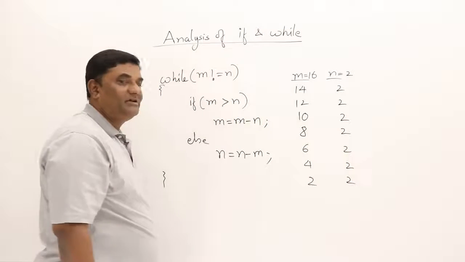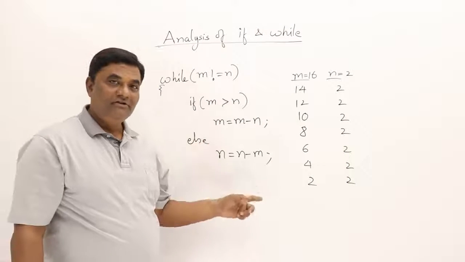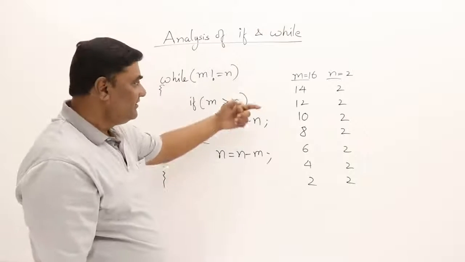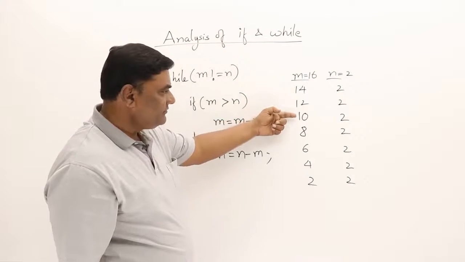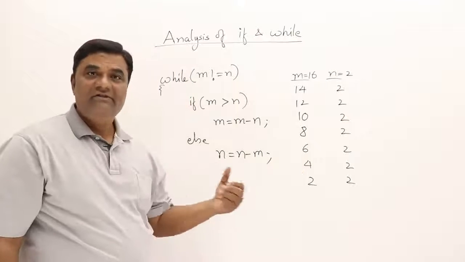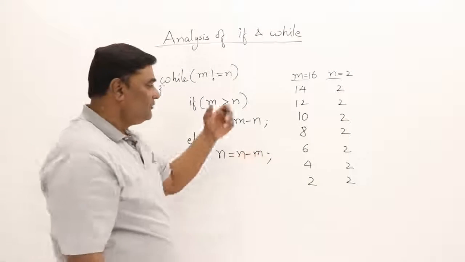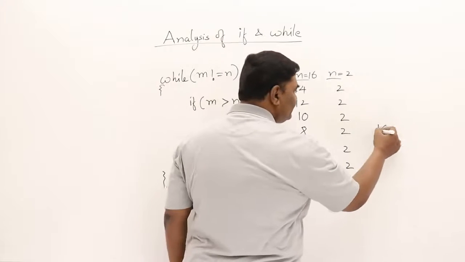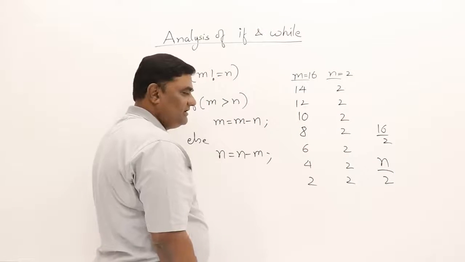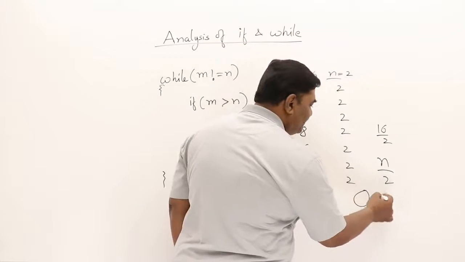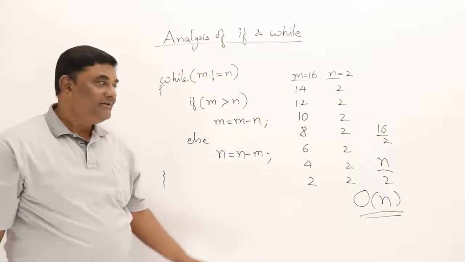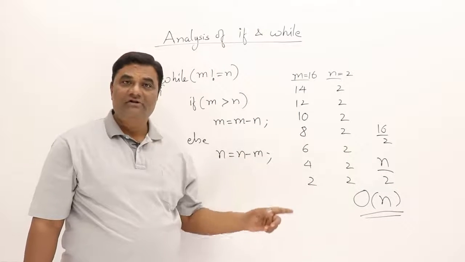Now it will stop. Now they both became equal. How many times has it executed? 1, 2, 3, 4, 5, 6, 7. 7 times. So almost 16 by 2 times. So it means it will execute for n by 2 times. So I can say it is order of n. So the maximum time taken by this algorithm is order of n.